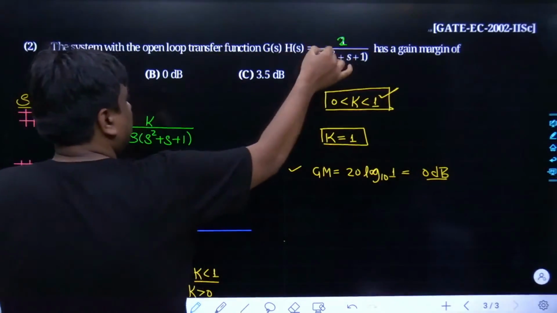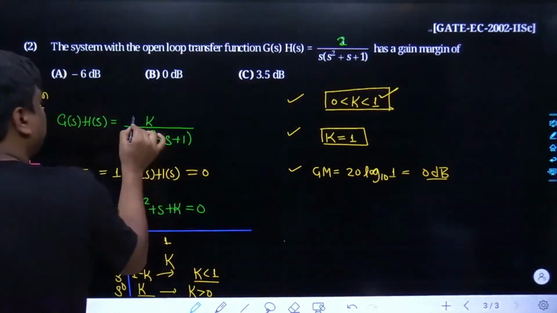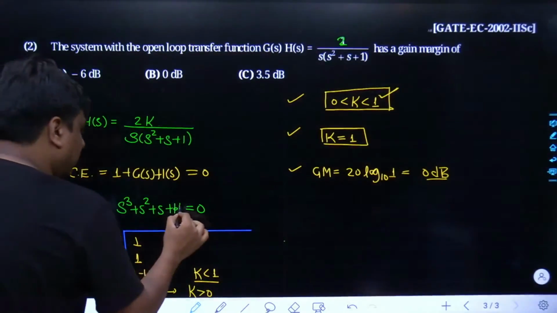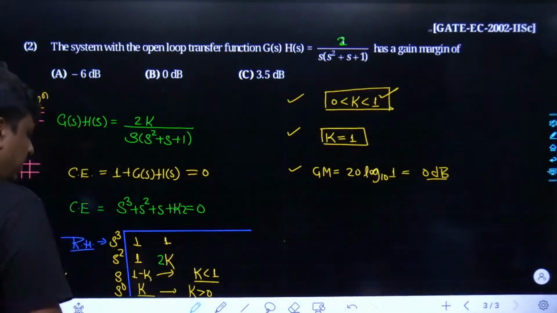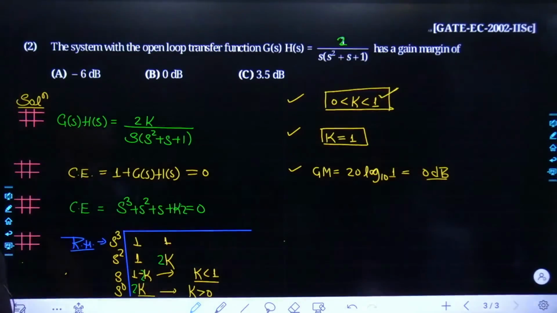See, the same process has to be followed. Only K gets multiplied over this OLTF. So here the factor left out is 2K. Everything remains the same, but instead of K it is going to be 2K, and here instead of K it is going to be 2K, and likewise in every place.